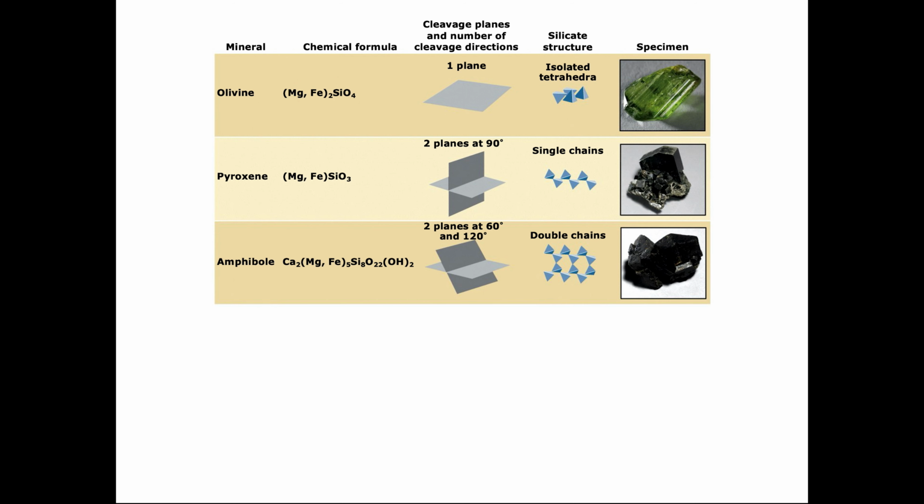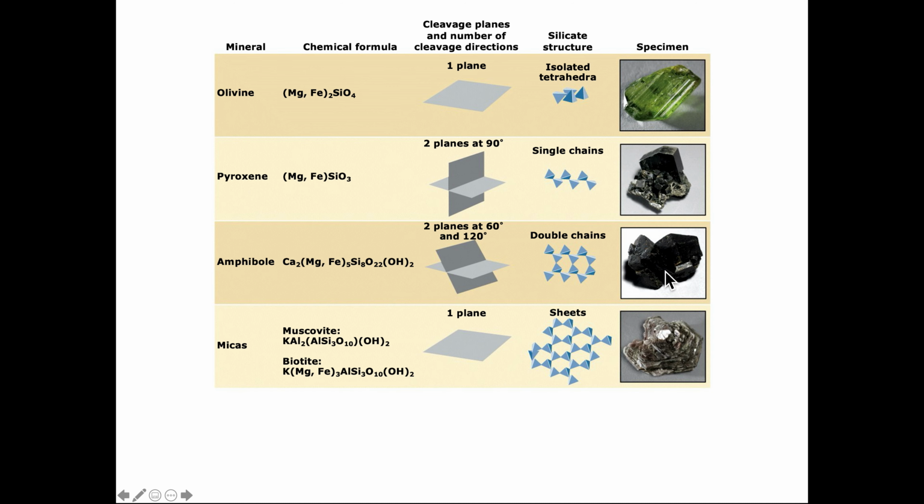Amphibole, the next most complicated form of silica tetrahedra arrangement, you can see is a bit more complicated formulaically, and it's a bit more complicated structurally. Now we have 1 chain of tetrahedra linked directly to another chain of tetrahedra in this double chain. This results in 2 planes of cleavage at 60 degrees and 120-degree angles. Common example here would be olivine or peridot. In pyroxenes, enstatite would be a good example of a pyroxene. As far as amphiboles are concerned, the mineral hornblende would be a good example.